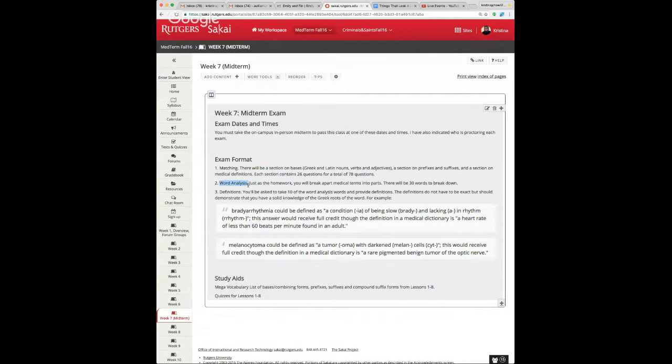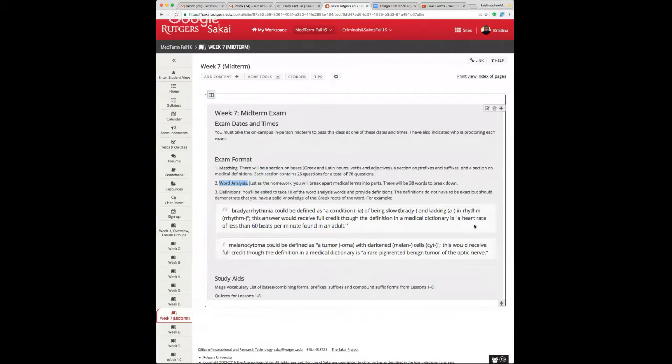And as I've mentioned to a couple of you who asked, the definitions that I'm looking for are the ones that you can figure out from knowing the roots, the bases, roots of the medical terms. The official definition might be a little bit different, but this is obviously a dictionary-free, notes-free, textbook-free exam. So you should define things based on what you see. So bradyarrhythmia could be defined as a condition, ia, of being slow, brady, and lacking, the prefix, in rhythm. That would be perfectly great.